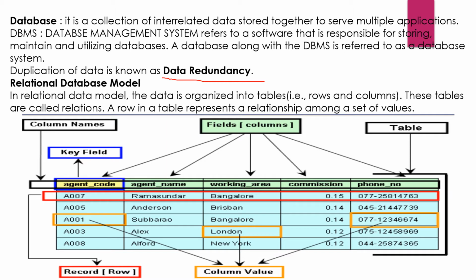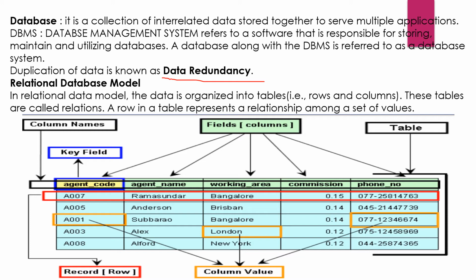And what is the relational database model? A relational database model is organized into tables, that means rows and columns. These tables are also called relations. How are they related? Again, look at this table. The first record A007 and its name, then working area, commission and phone numbers, all are together in one relation. A row in a table represents a relationship among a set of values. These are the set of values.